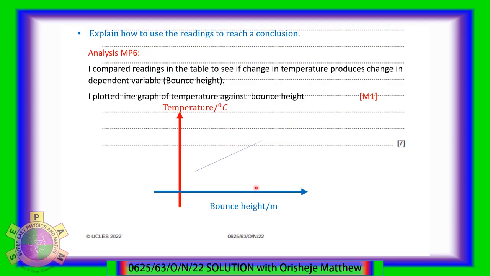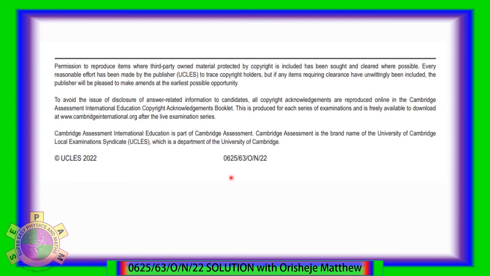We have come to the end of this exam. So with this, we have come to the end of the practical.